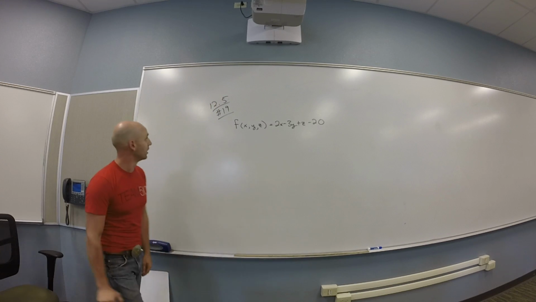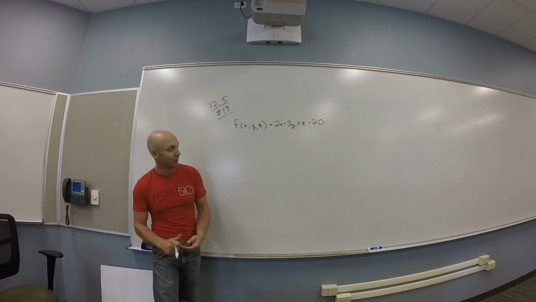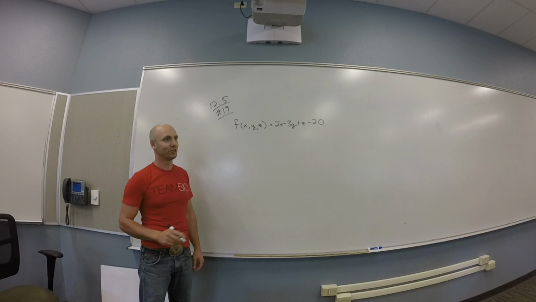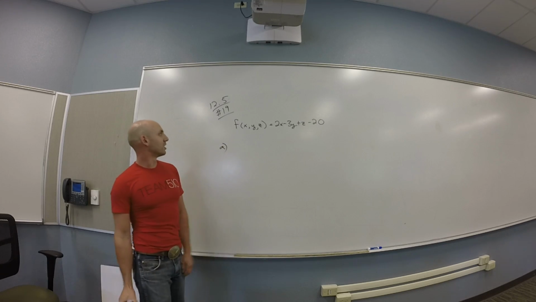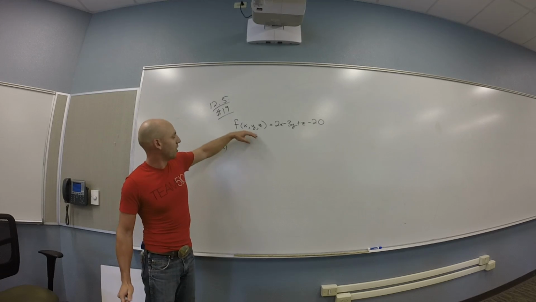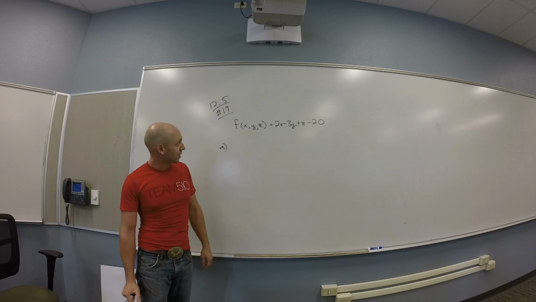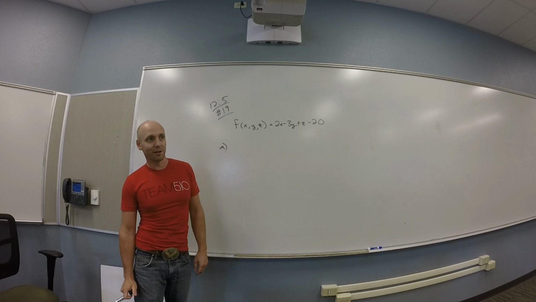Right, so let's try number 19 and 12.5, which is, I fully acknowledge, an unfair question. Okay, so there's this function, f of x, y, and z, that's 2x minus 3y plus z minus 20, which gives you what?